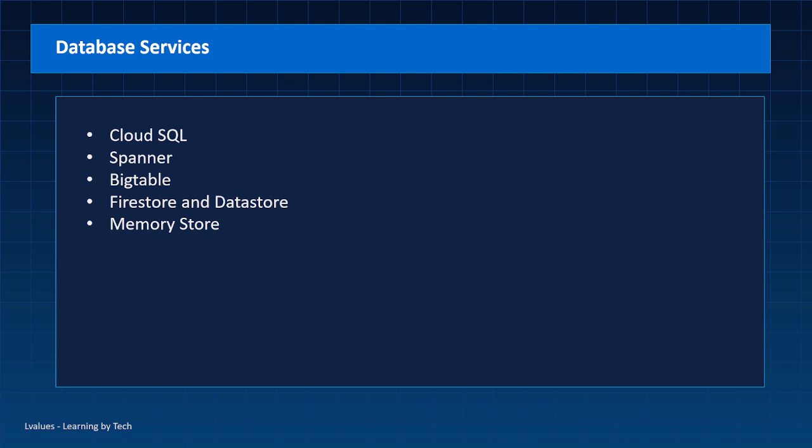Then we will cover Spanner. Spanner is a global service. I will tell you which service we should use when. Bigtable is again a NoSQL database. Firestore, Datastore, and Memorystore. So if you want to bring your data into memory, process it, or you want to move faster data from mission critical services, then we will use Memorystore.